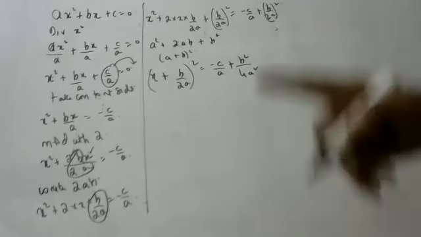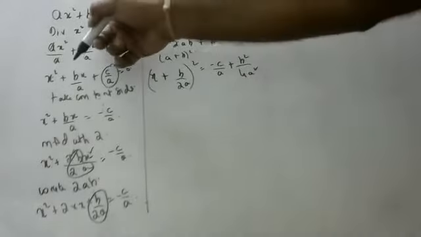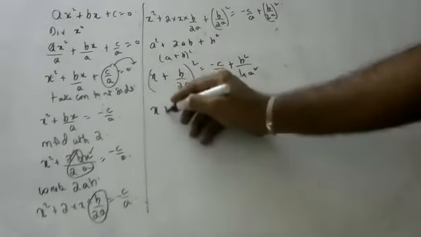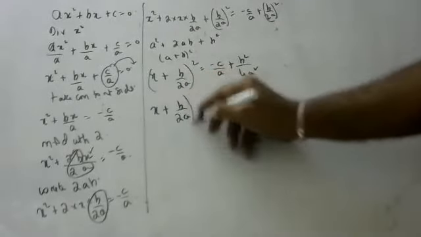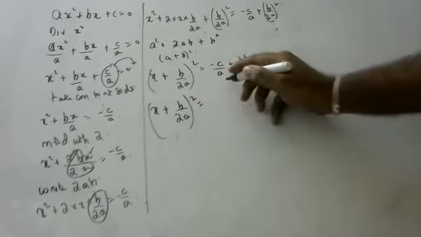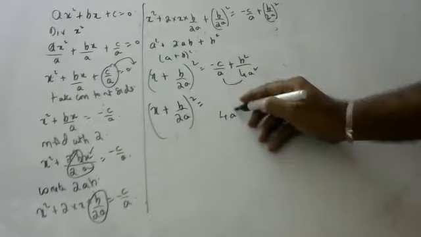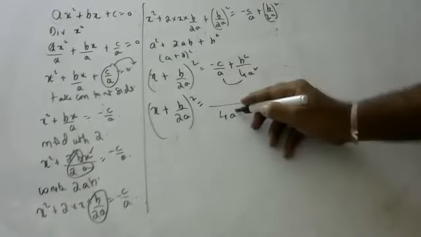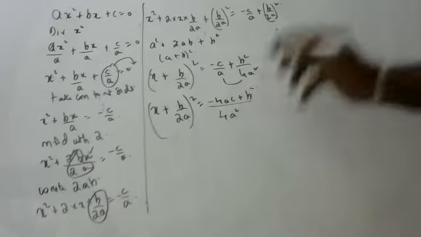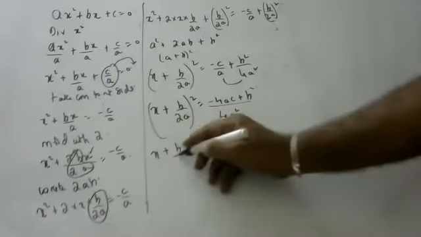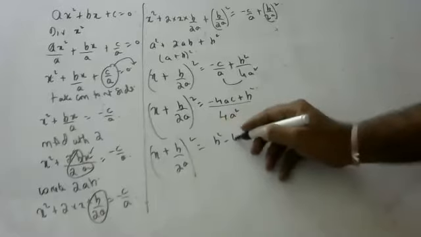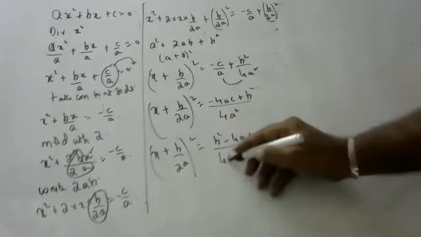Same completing square method, whatever steps I told you, I am using for my quadratic equation to derive the formula. X plus b by 2a whole square is equal to minus c by a plus b square by 4a square. Okay, LCM for a and 4a square is 4a square. Okay, children, a gone. So minus 4ac plus this gone, b square. So x plus b by 2a whole square is equal to b square minus 4ac by 4a square.